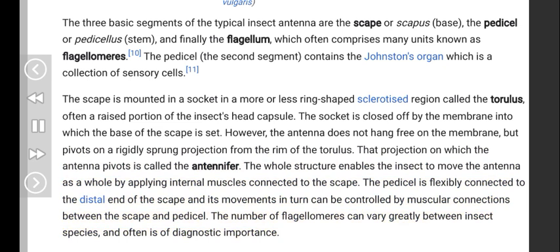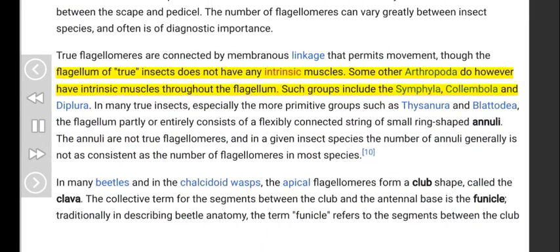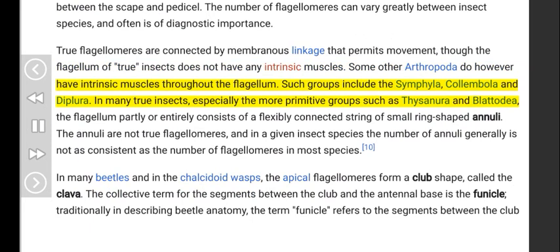Flagellomeres are connected by membranous linkage that permits movement, though the flagellum of true insects does not have any intrinsic muscles. Some other arthropods do, however, have intrinsic muscles throughout the flagellum. Such groups include the Symphyla, Collembola and Diplura.